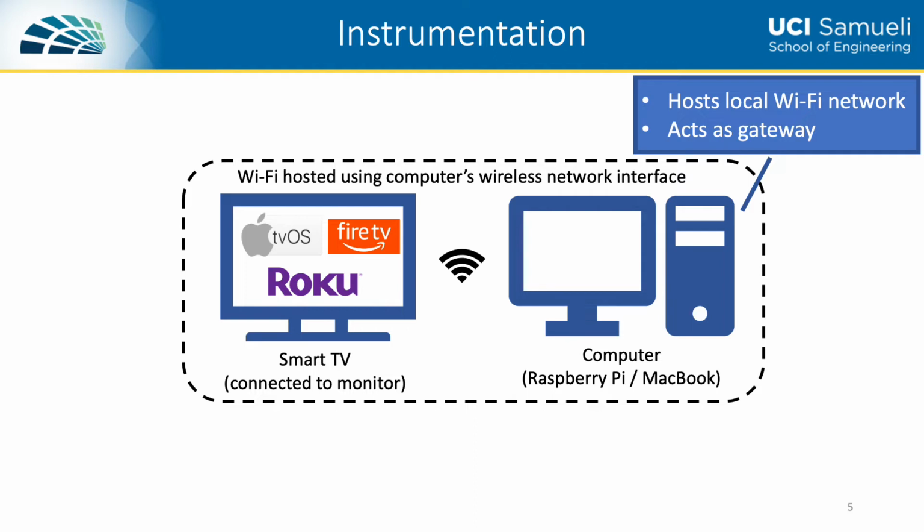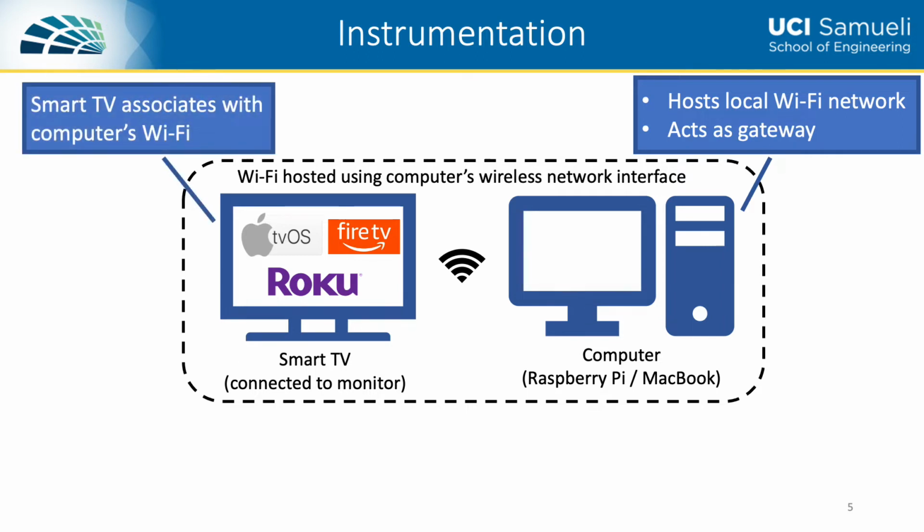We instrument and collect traffic from the smart TVs by configuring a computer to host a wireless network. The smart TV under test is then connected to this wireless network. And this means that all traffic generated by each app under test will therefore flow through the computer's wireless network interface.